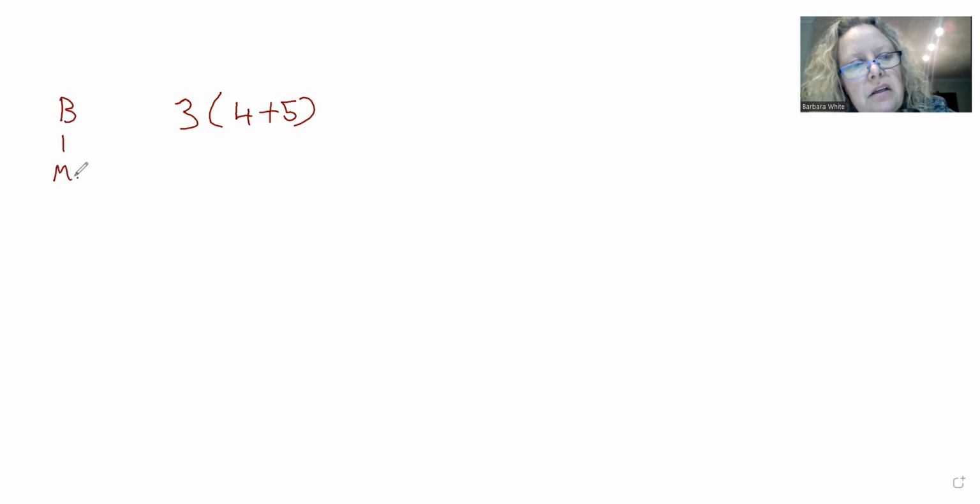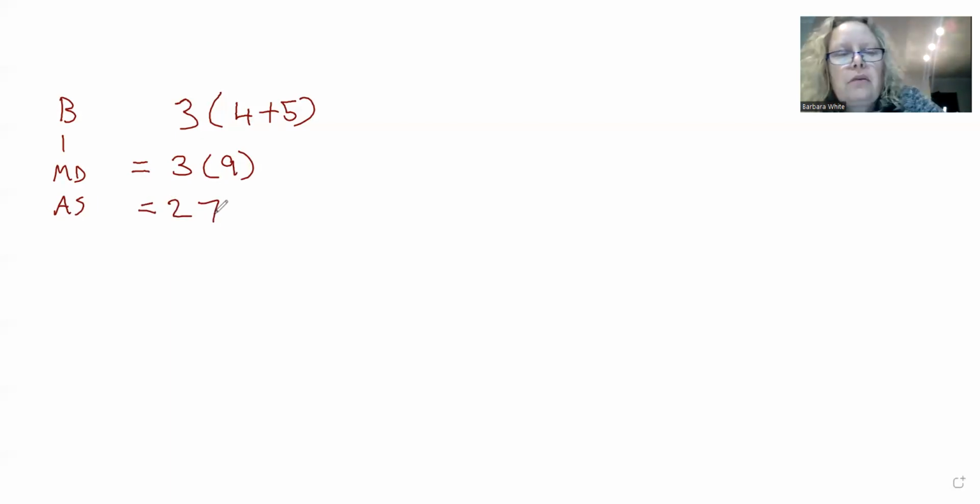So usually in your rule of order, if I had something like 3 lots of 4 plus 5, the order of operation, BIMDAS, says that we do the brackets first. So that's the same as 3 lots of 9, which is 27.